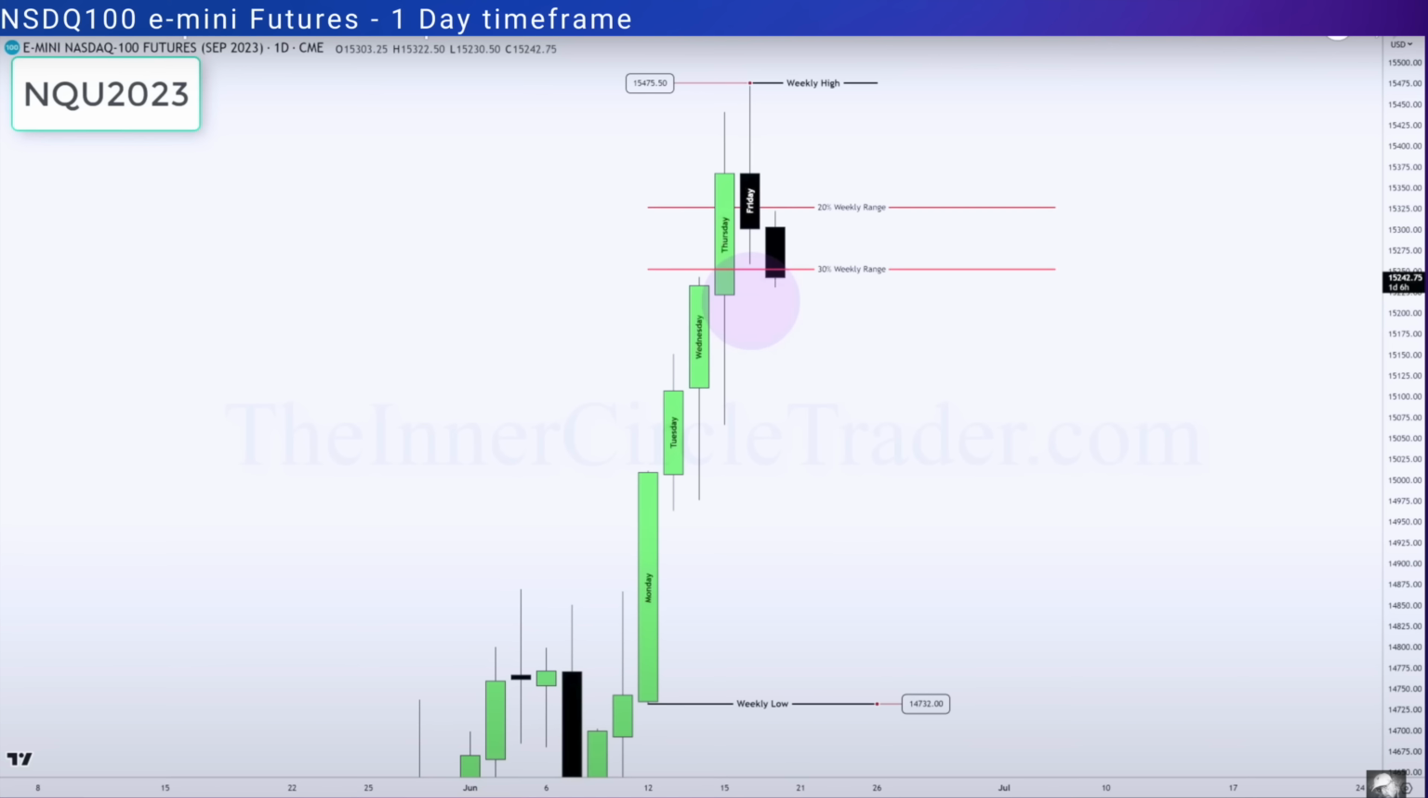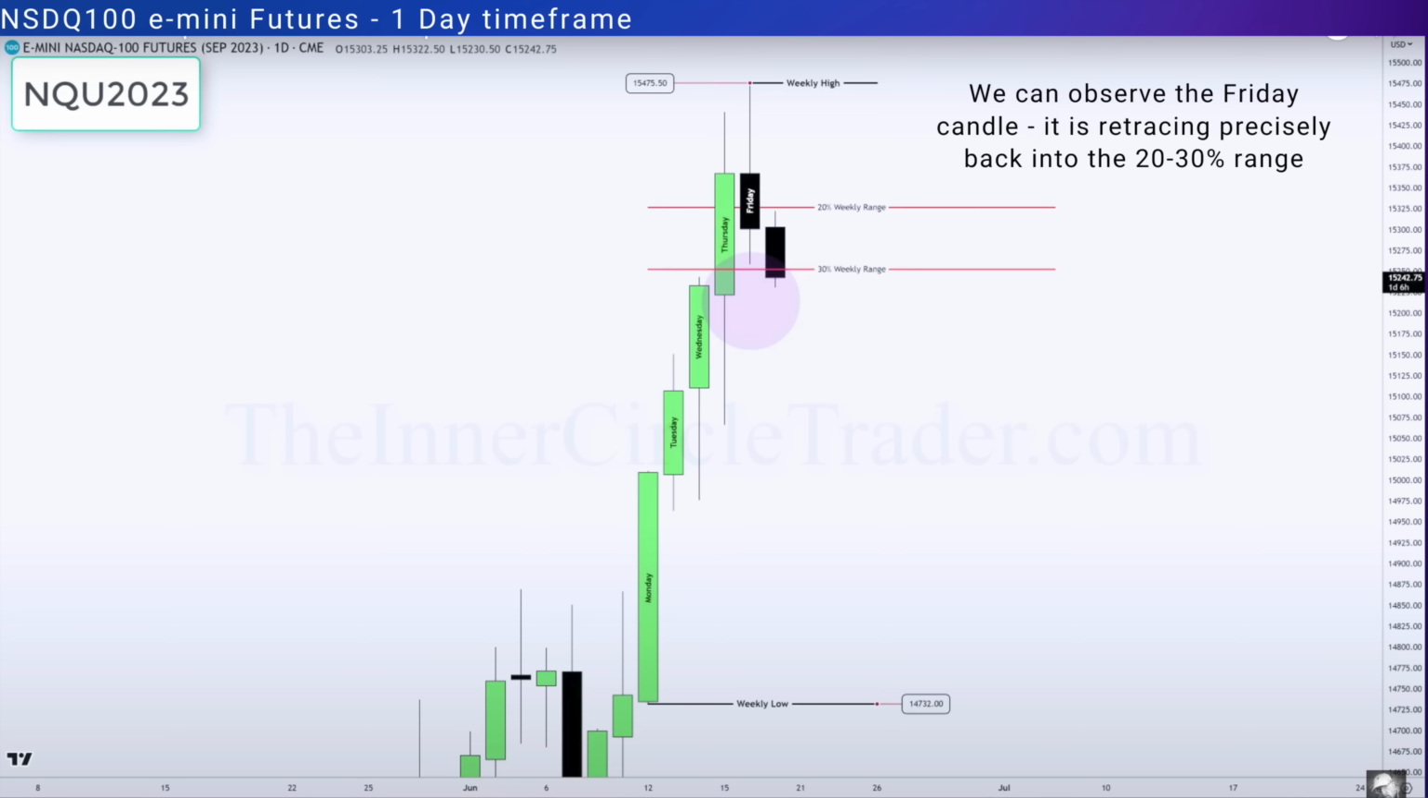And so we can assign to each candle, because this is a 1-day time frame, so each candle is worth 1 day of price movement, we can see the Monday, the Tuesday, the Wednesday, the Thursday, and the Friday candles. We can observe that the Friday candle is retracing precisely back into the 20 to 30% range. And we can also see that the high of that week was actually formed on Friday.